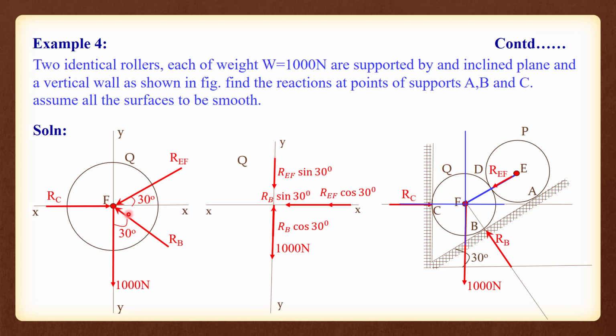So all the inclined forces are resolved into horizontal and vertical components, and that is shown in this figure. And the last force is RC, that will be acting along the x-axis towards F. So these are the forces acting on the roller Q, that is 1000 Newton in the downward direction, RB cos 30 in the upward direction, REF sin 30 in the downward direction. Then the horizontal forces RC acting towards right, RB sin 30 acting towards left, and REF cos 30 acting towards left. Now, we will use the equilibrium conditions for solving the problem and finding out the unknowns.